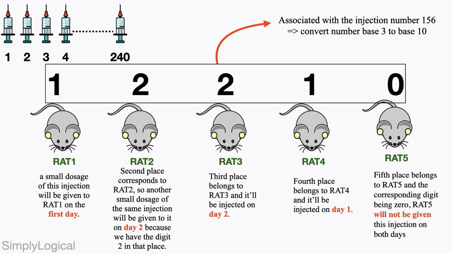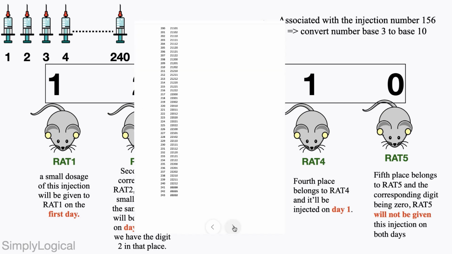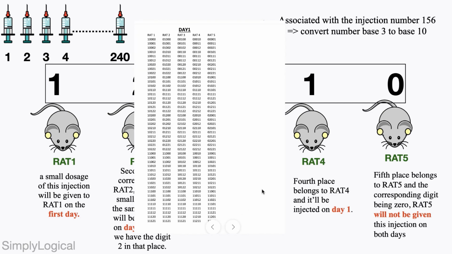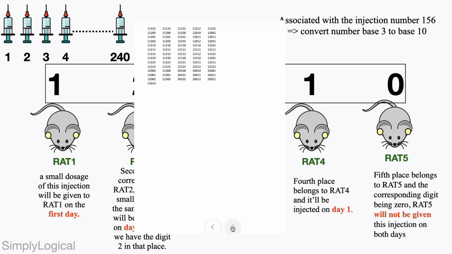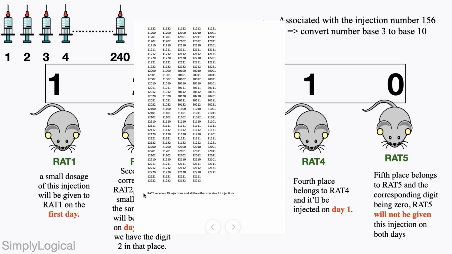In a similar way, we inject each of those 240 injections by following the label instructions given on them. Here, I have made a list of injections received by each rat on both days. Have a quick glance at them if you are still confused with the labeling.